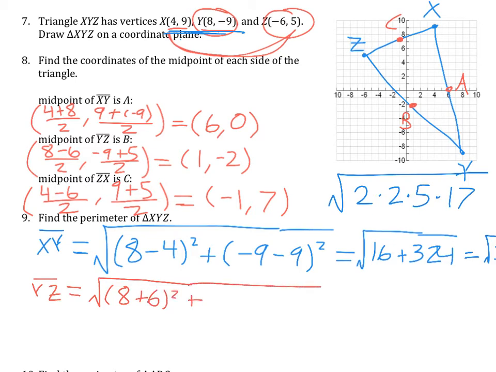Now I'm going to subtract the y's. But first I put a plus sign. All right, so my y's are negative 9 and positive 5. So negative 9 minus 5. And square that. Alright, 14 squared is 196. Negative 14 squared is also 196.